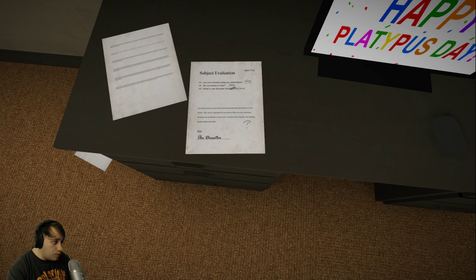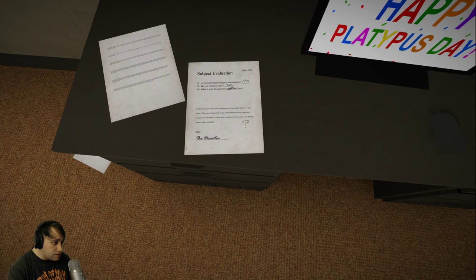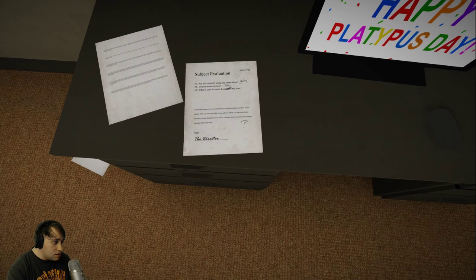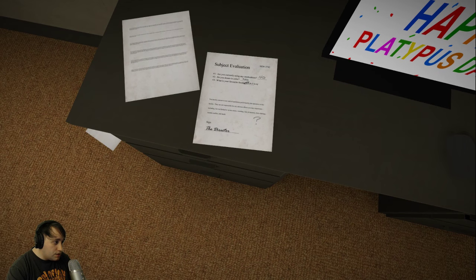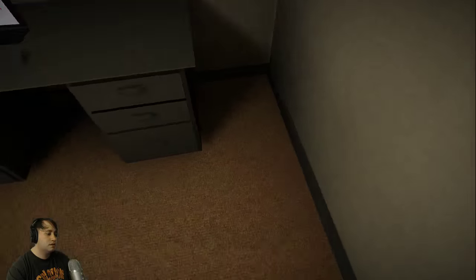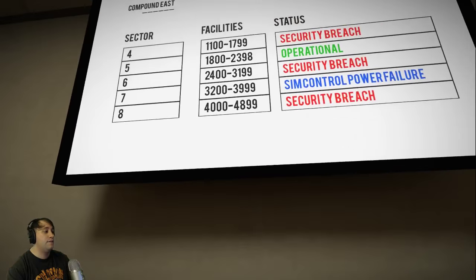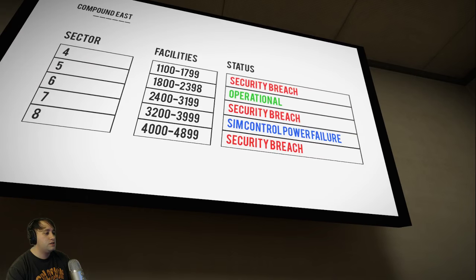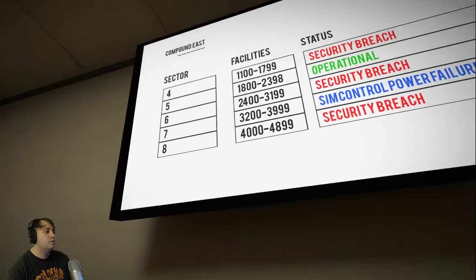You hereby consent to any and all experiments provided by the operators of this facility. They are not responsible for any adverse effects you may experience, including, but not limited to, severe stress, loss of something, brain damage, internal conflict or something, and death. Signed, the director.